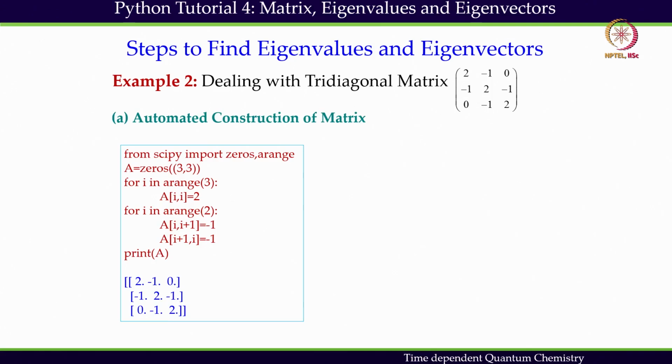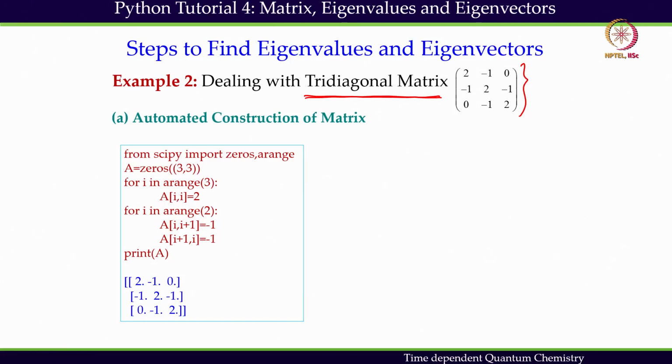We will move on, and we have already seen the general procedure to construct the matrix. Now we will move to this tridiagonal matrix. Tridiagonal matrix is something which we'll be dealing with in quantum mechanics very frequently, because the kinetic energy part adopts this tridiagonal form. So if it is adopting tridiagonal form, we have to learn how to get the eigenvalue, eigenvector of the tridiagonal matrix.